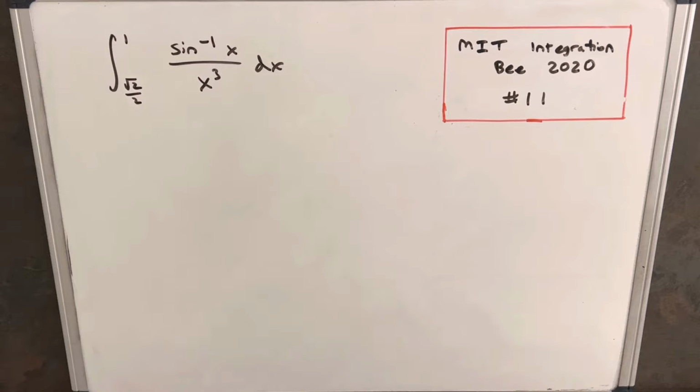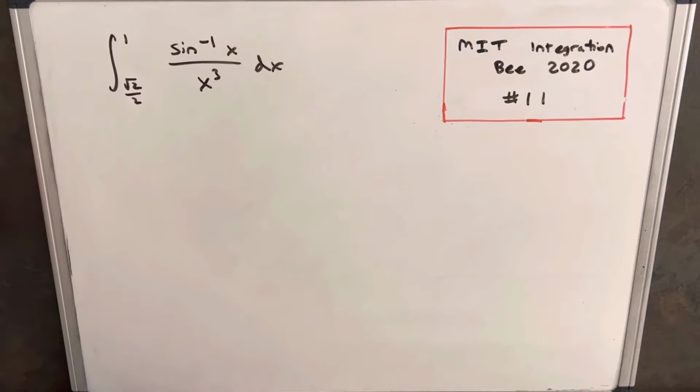Hey, we have on the board another integral from the MIT Integration Bee 2020. This was problem number 11. We have an integral from 1 to square root of 2 over 2 of arcsine of x over x cubed dx. Okay, so we have an arcsine in the expression.